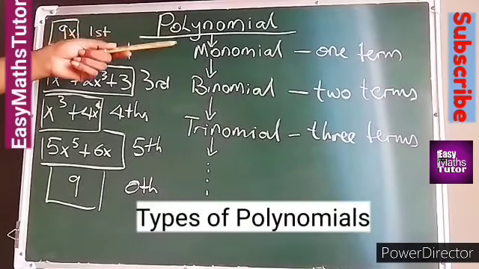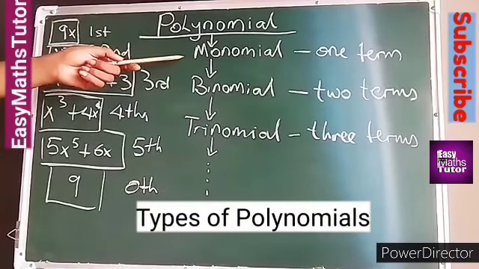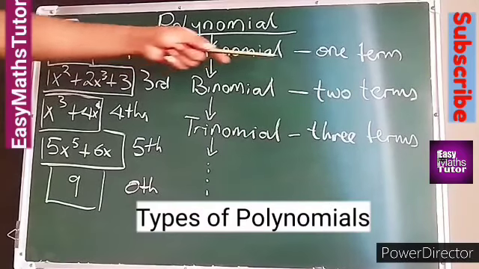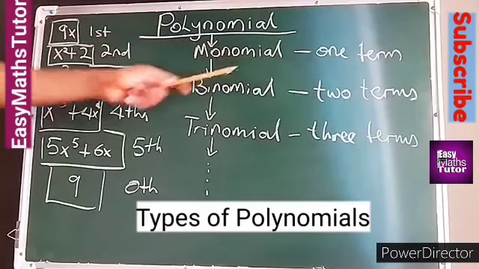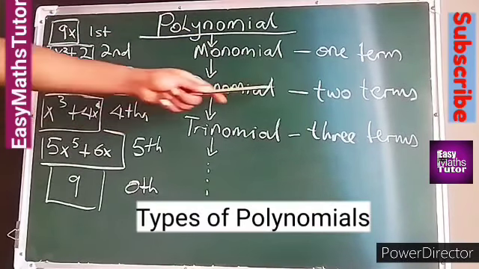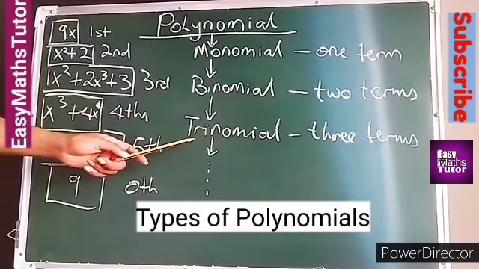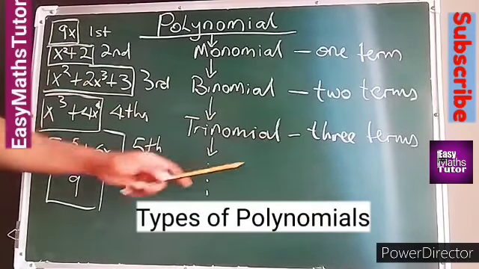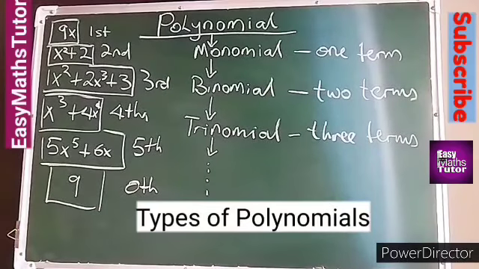So polynomial, you have a monomial. A monomial function has only one term. A binomial has two terms. A trinomial has three terms, and so on and so forth.